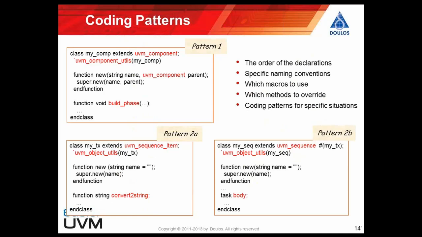Some coding patterns, for instance, where we see here what is followed to implement a component or a sequence item. So it is restricted to the minimum. It comes with guidelines on which macros to use and which methods to override, because it's sometimes not really easy to say, okay, in this context I need to use this UVM macro and so on.